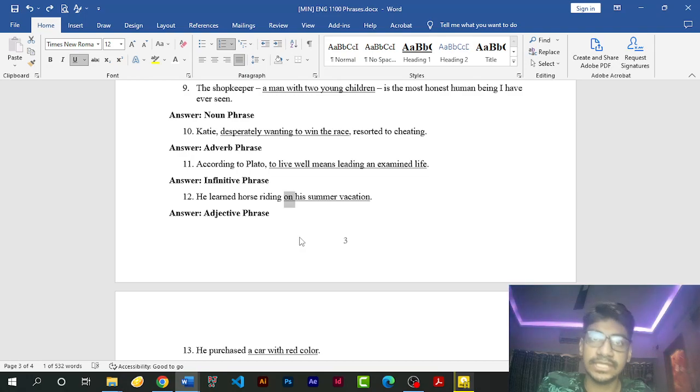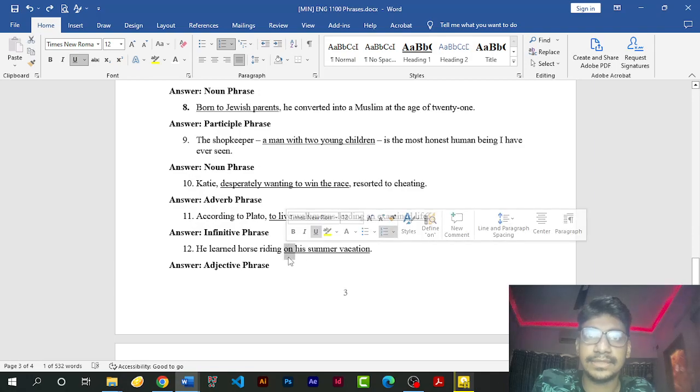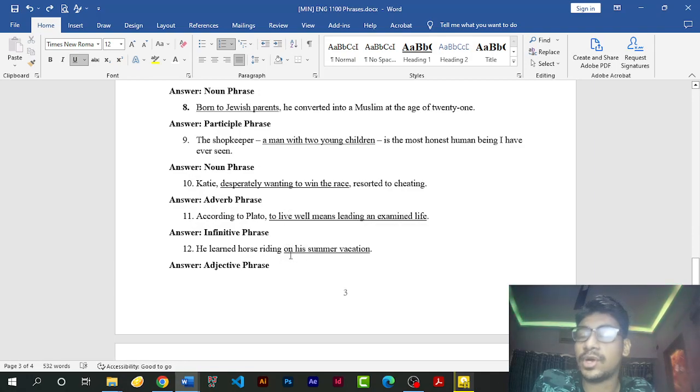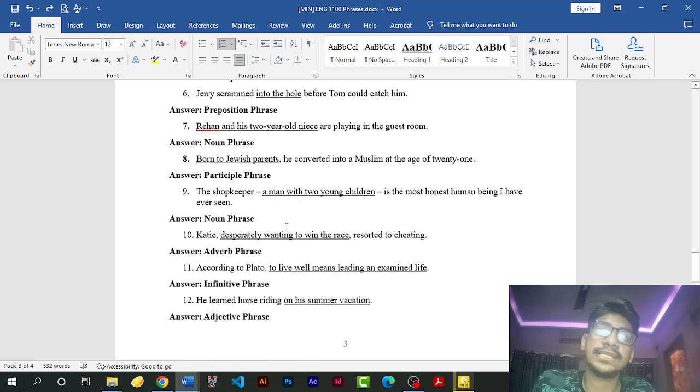So here it's not a position, but it's an adverb, right? It's an adverb of time, place. So he learned horse riding when? On his summer vacation. So it's an adverb of time. All right, so that's why it's an adjective phrase. Horse riding is a noun, and this part is modifying this noun or noun phrase. So that's why it's an adjective phrase. So that was an exception.